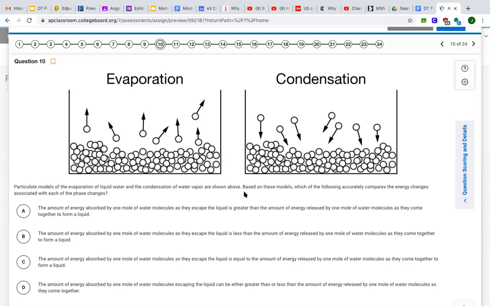Okay. So, particulate models of the evaporation of liquid water. Okay, guys, on the count of 3, the answer: 1, 2, 3, C. Okay, answer is C, right? And that's what this is showing. These arrows are roughly the same going up as these arrows going down, and there are 7 going up and 7 going down. And yeah, that's true.